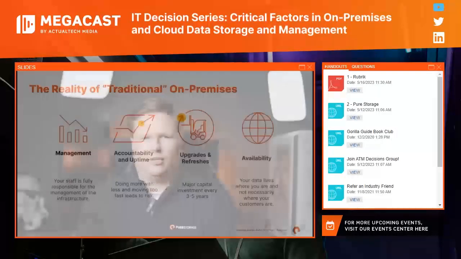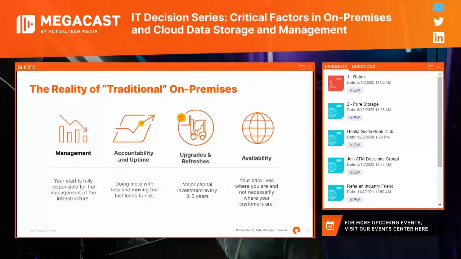But there is also the reality of the traditional on-premises data center. With management, your staff is fully responsible for the management of the storage infrastructure. This includes proper planning to ensure there's enough capacity for future demand. You have the accountability and uptime. With proper management, your team can consistently deliver performant and reliable storage. But we all know it's not that easy.